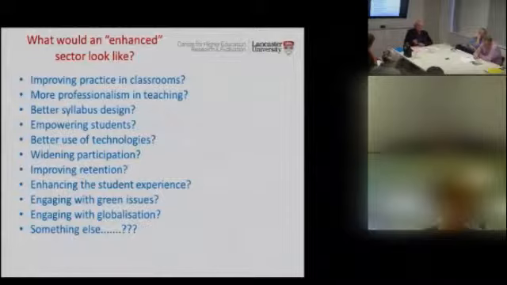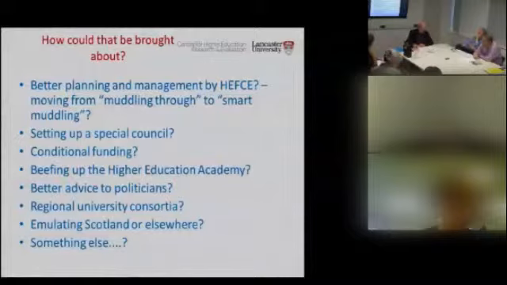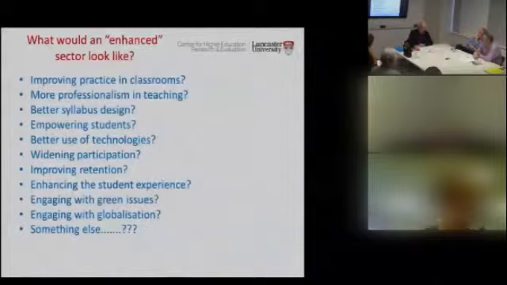As we were writing our report, we began to think: what would an enhanced system look like? If they'd been successful, what would it look like? And as I say, it's a wicked issue. It's an ideological question. The answer to it would be laced with ideology. So those are some of the things that you could say an enhanced system would be characterized by.